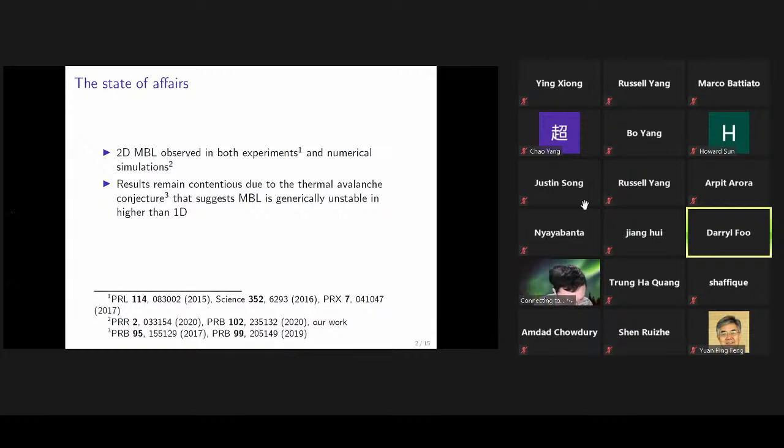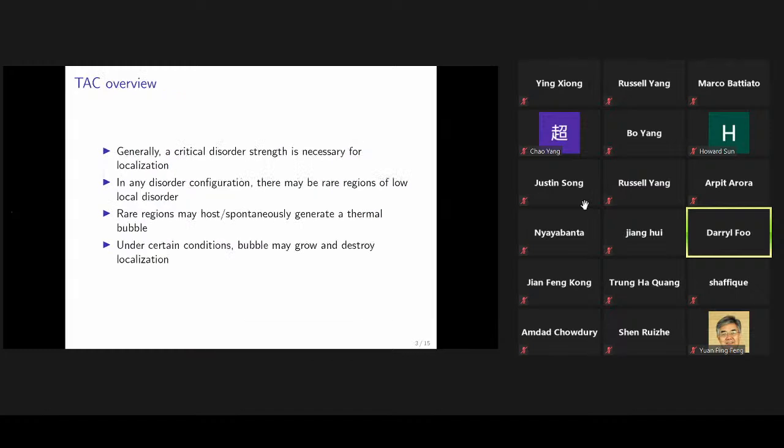To start off, just to recap the state of affairs, as was brought up by Naipan previously: 2D MBL has been observed in both experiments and numerical simulations, but the results remain contentious due to the thermal avalanche conjecture, which suggests that MBL is generically unstable in dimensions higher than 1. So what is this thermal avalanche conjecture and why is it so dangerous?